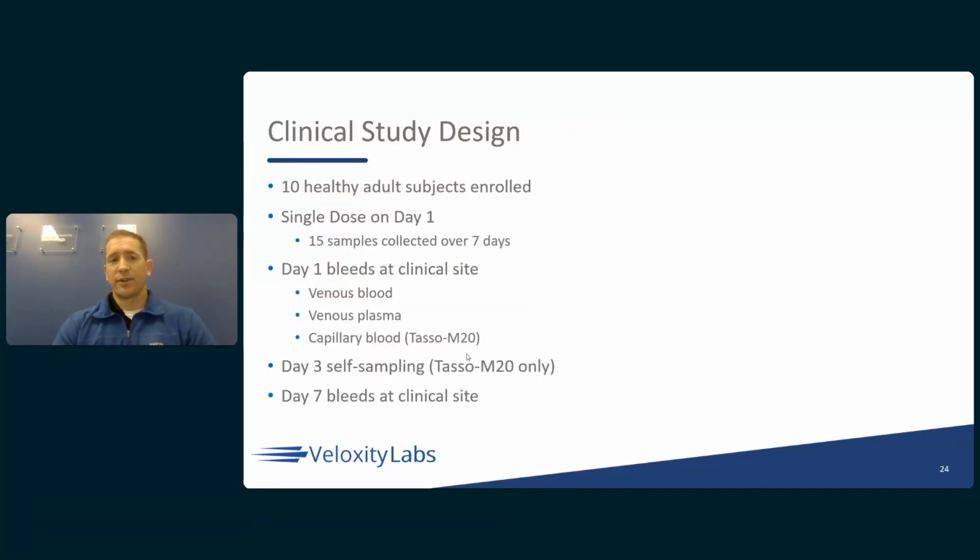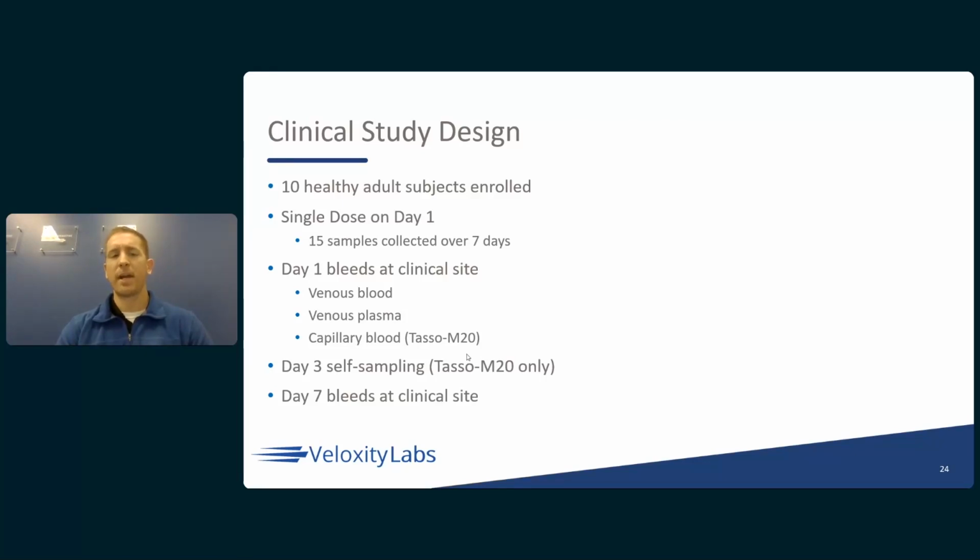So the design of the clinical study. This was purely designed to bridge the program from the existing PK in plasma and to see if the collaborator could then take this Tasso device into their future clinical program. There were 10 healthy adult subjects enrolled. They all received just one single dose. And then over the course of 7 days, 15 samples from each compartment were going to be collected.